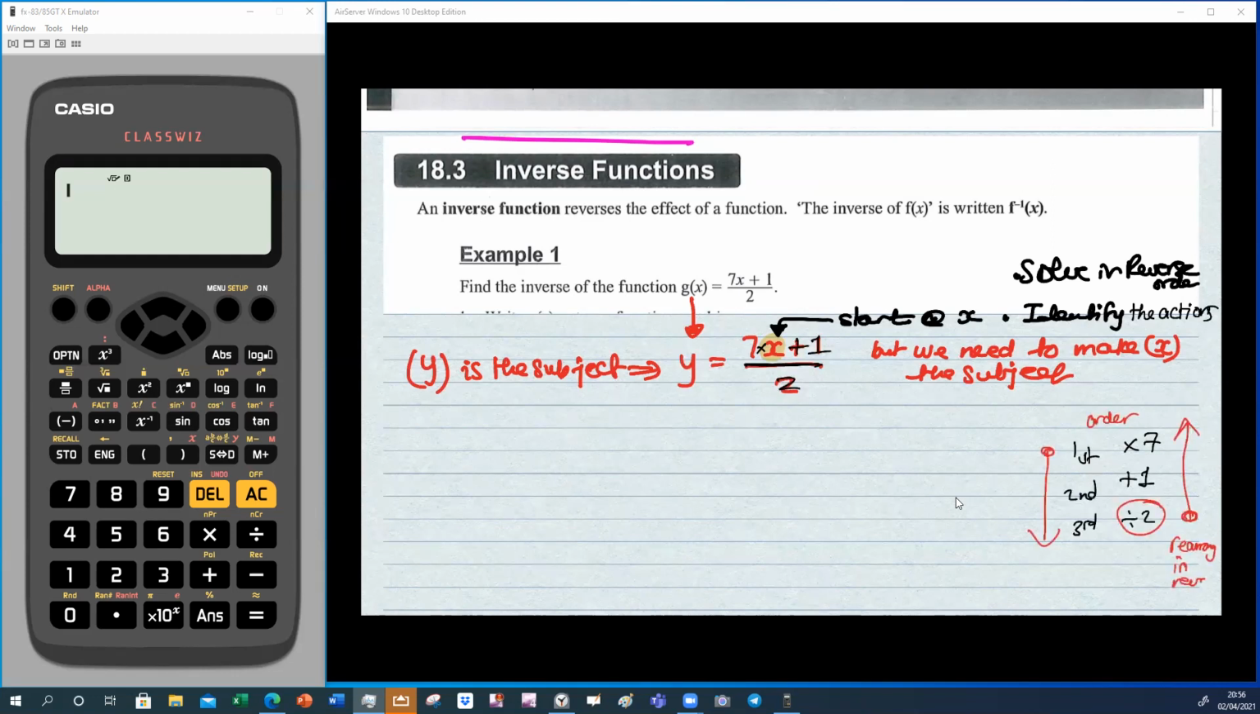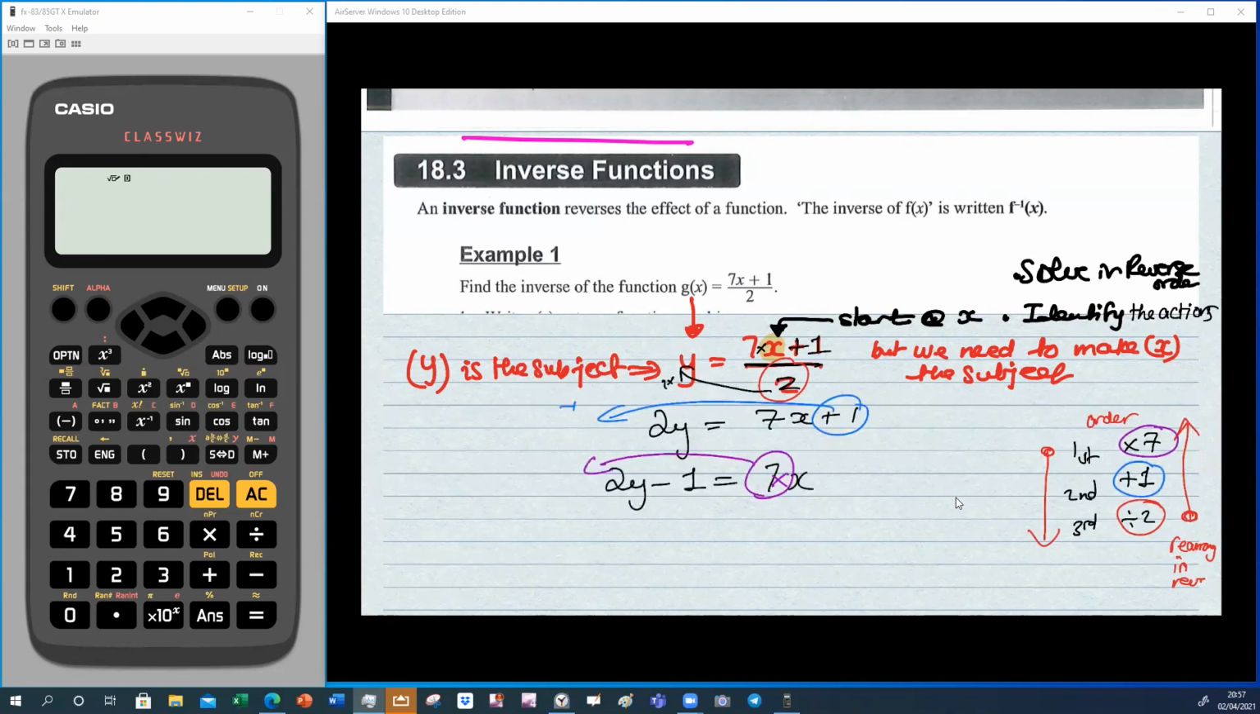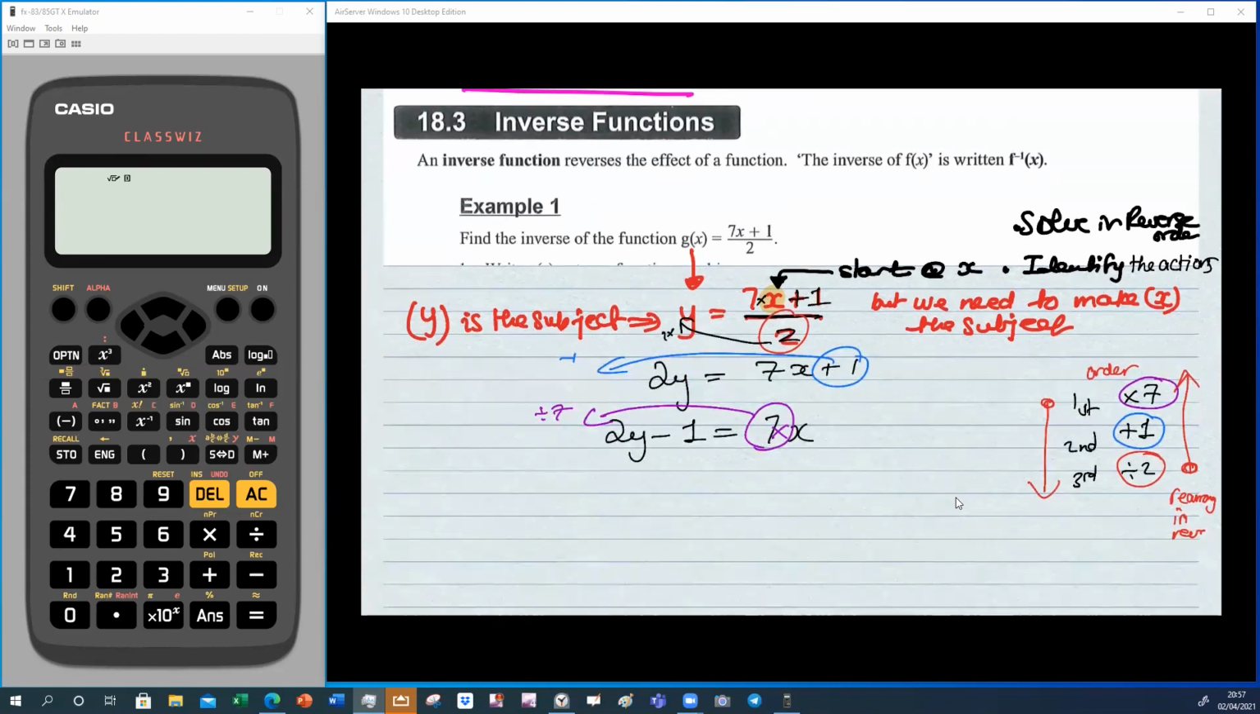So the opposite of divide by 2 is multiply by 2. So we're going to have 2y equal to 7x add 1. What's next? Minus 1, the opposite of add 1. So we have 2y minus 1 equals 7x. What do we do next? You divide by 7. The times by 7 gets done last, and the opposite of times by 7 is divide by 7. So we have 2y minus 1, all divided by 7, is equal to x.